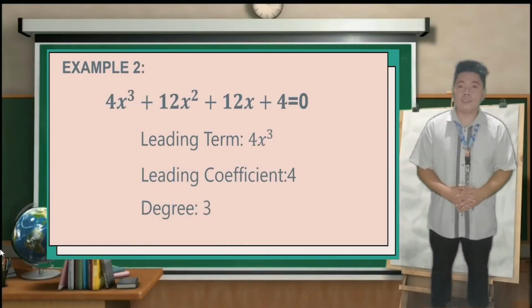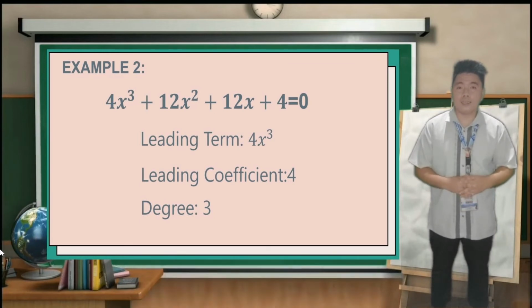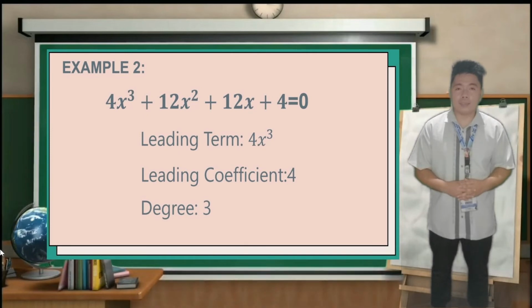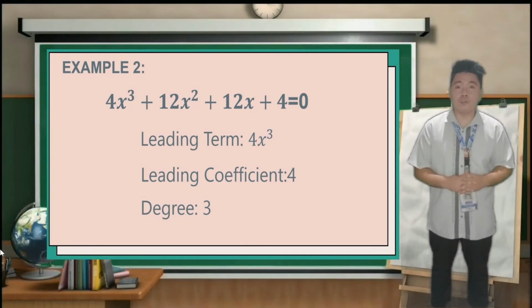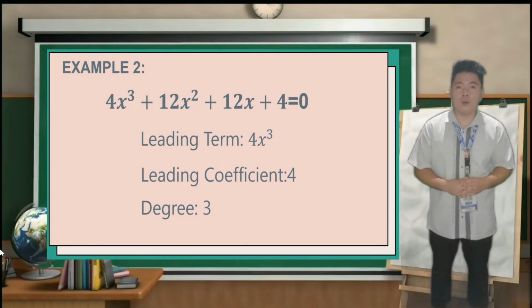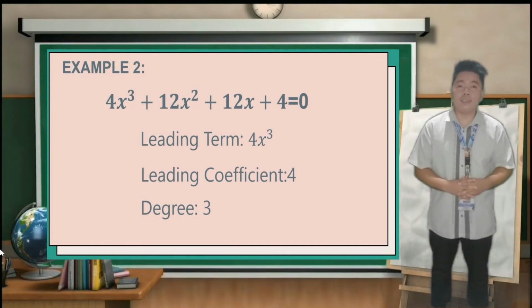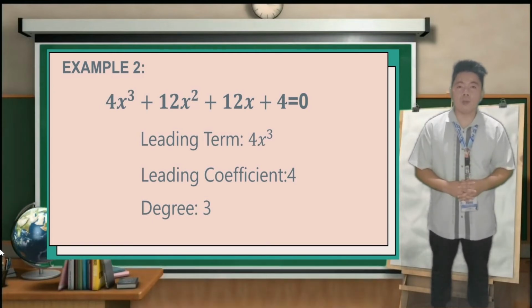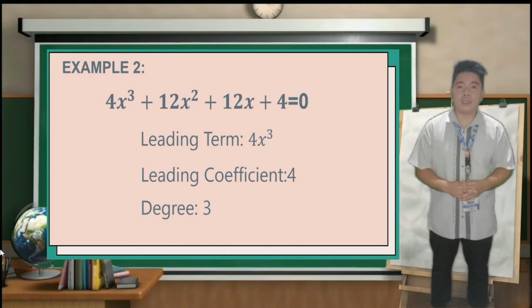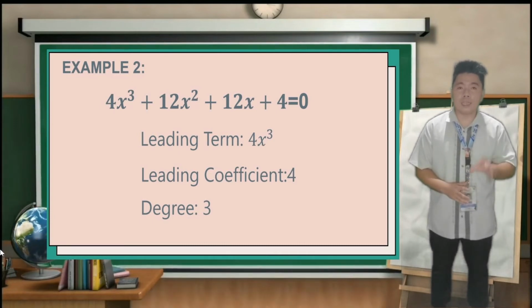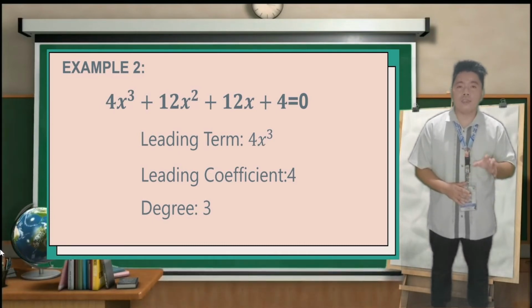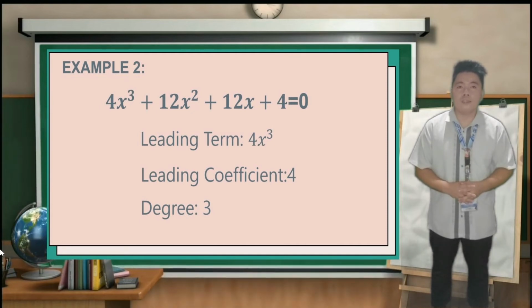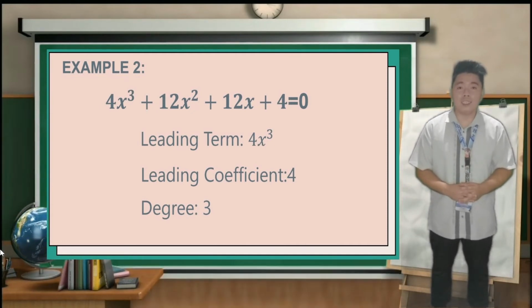Okay, learners, let's proceed with our second example. We have 4x cubed plus 12x squared plus 12x plus 4 is equal to 0. Again, to identify the leading term, we just need to look for the highest exponent. From each term of the given polynomial equation, the highest exponent is 3. From that 3, we can now identify the leading term. Again, the leading term has the highest exponent.